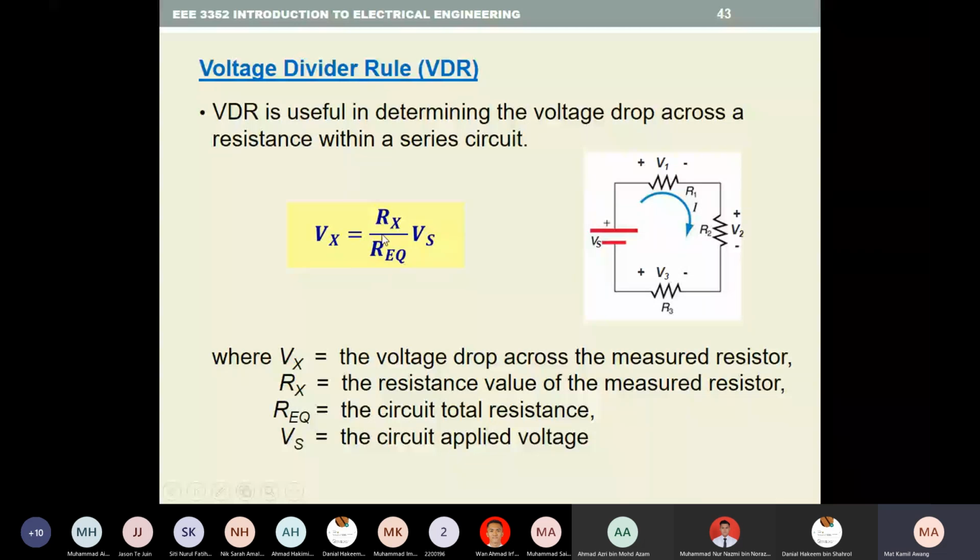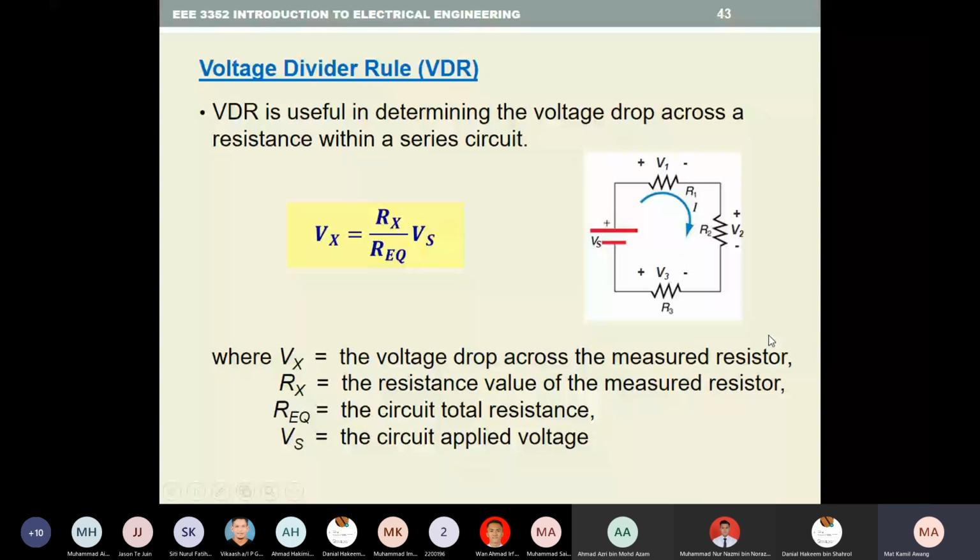For R equivalent here, we learned this yesterday. For series resistors, R equivalent is equal to R1 plus R2 plus R3 plus Rn for n number of resistors in series.